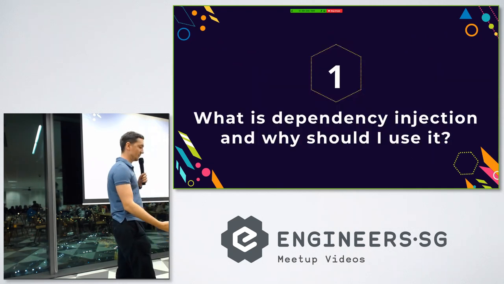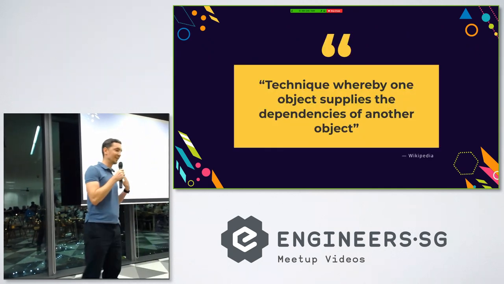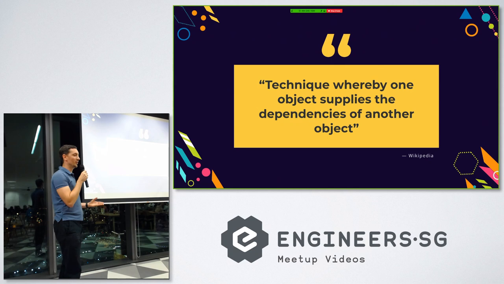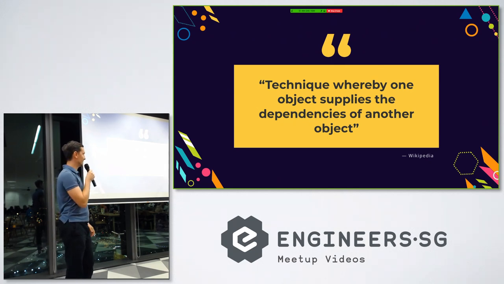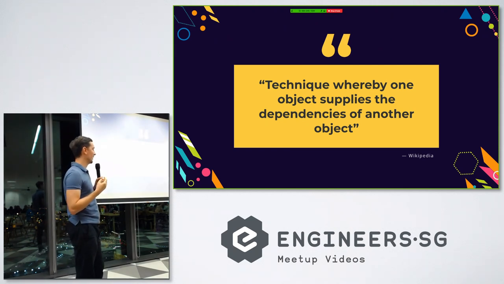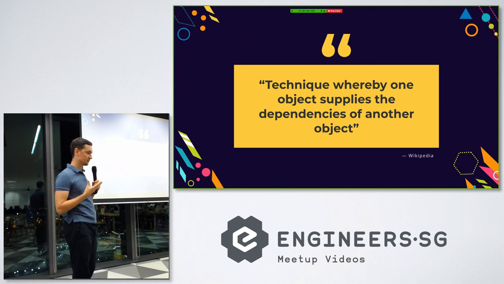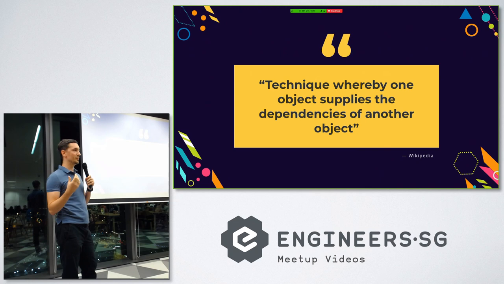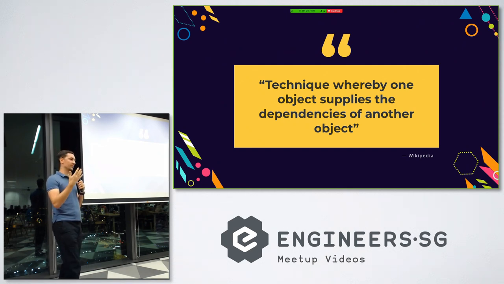What is dependency injection? Why should you use it? As an article on Wikipedia says, dependency injection is a technique whereby one object supplies dependencies of another object, which is a fancy way to say that you just provide some stuff in the initializer or inject through a setter. There are three components in dependency injection. One is the dependency, or the service that we need to inject. Another is the client that is using the service or dependency. And then there's an injector, basically the place where we provide the service to the client.